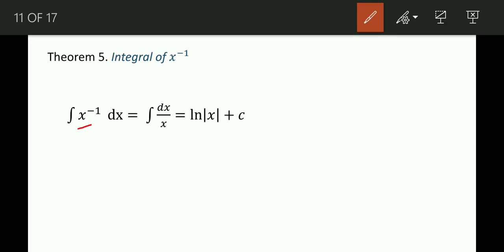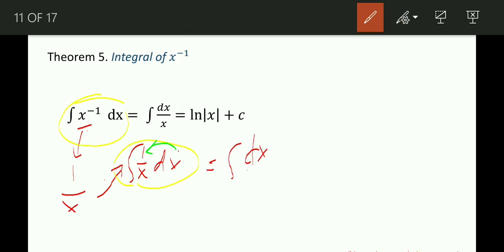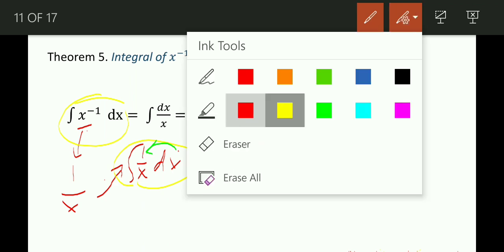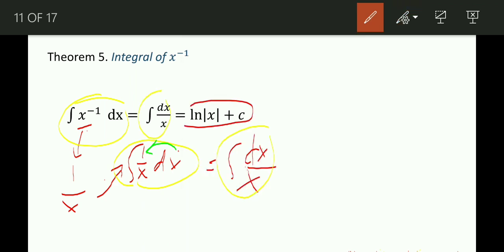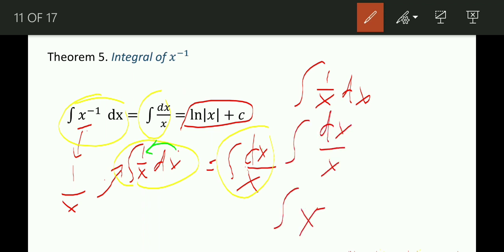Lastly, we have theorem 5. The integral of x to the negative 1. X to the negative 1 is also equivalent to 1 over x. Therefore, the function could be 1 over x, dx, or it could be the integral of dx over x. The integral of these is equal to ln of x, plus c. Whether we see the integral of 1 over x dx, the integral of dx over x, or the integral of x to the negative 1, the integral will be equal to ln of x plus c.